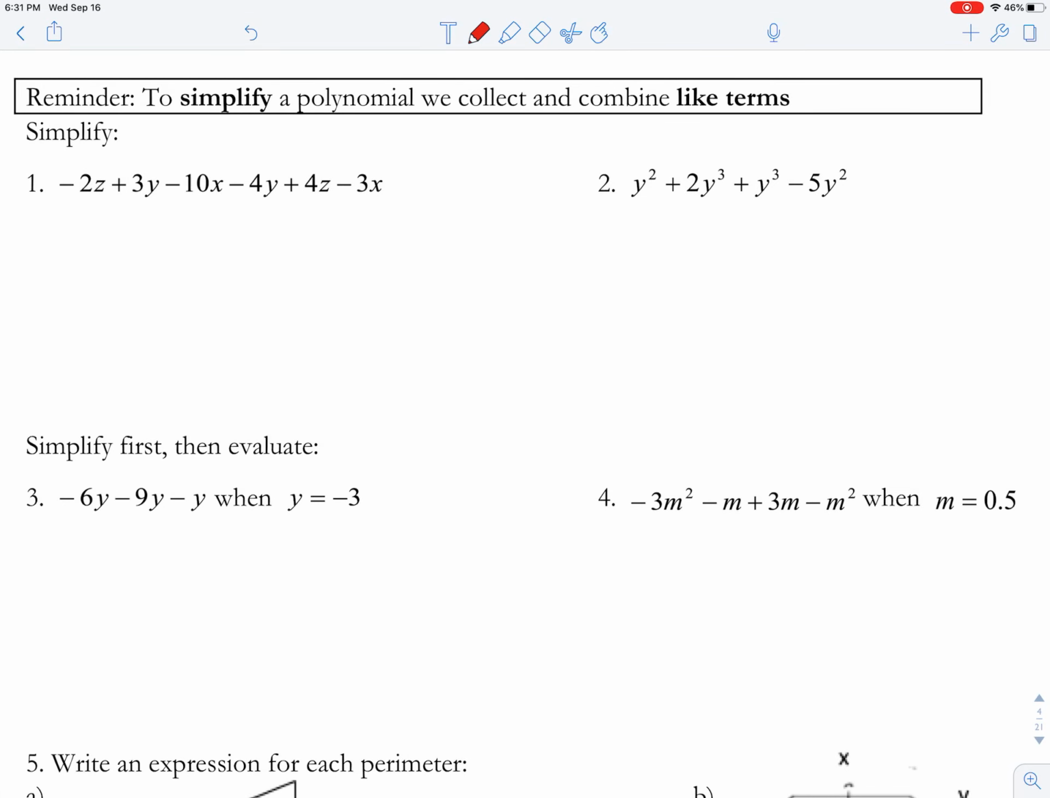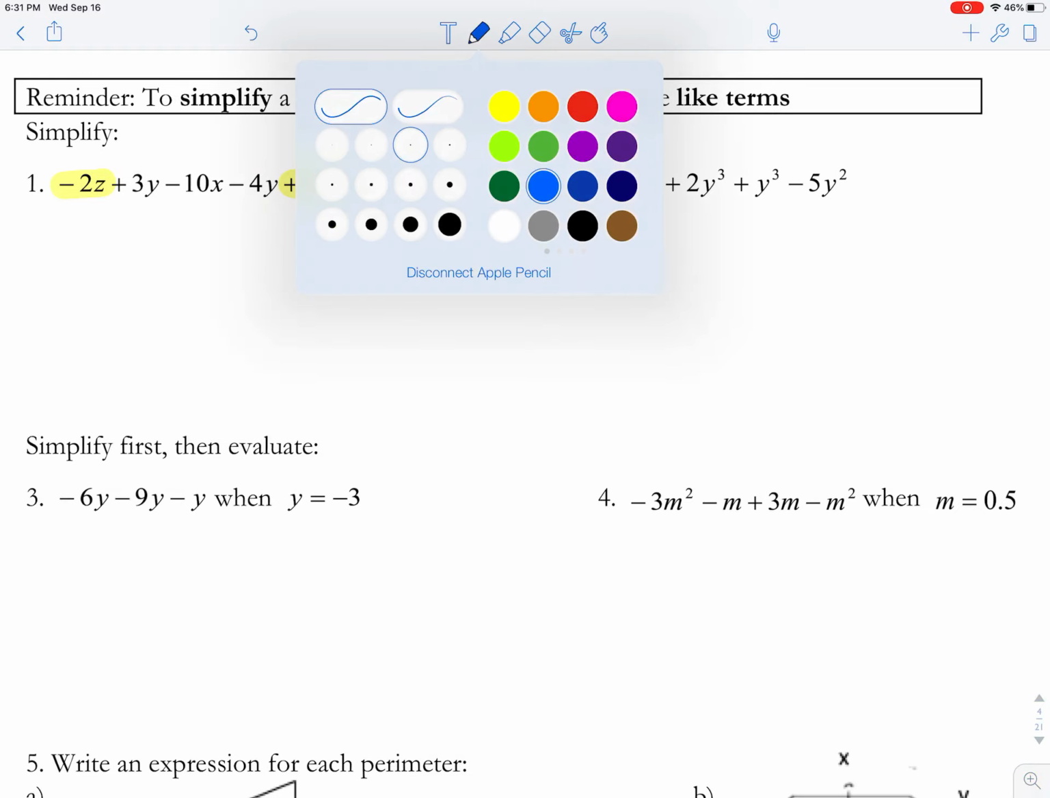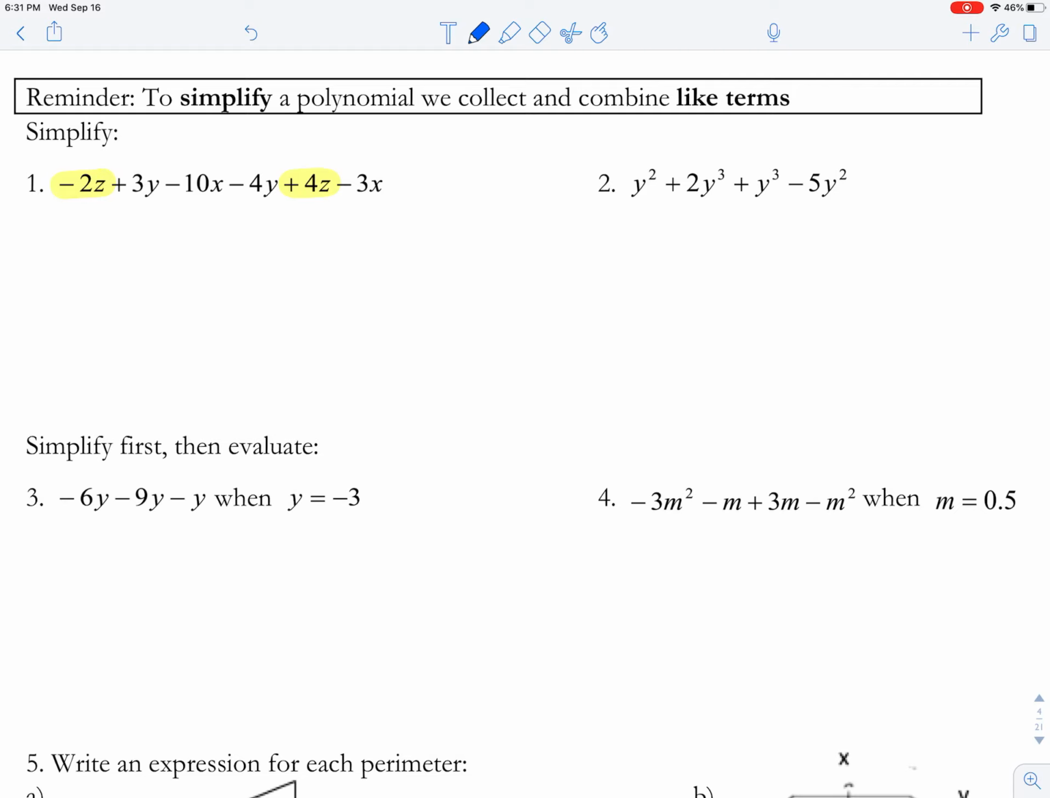Next, not a new idea, but practicing an old one. To simplify a polynomial, we collect and combine like terms. So I'm going to use my highlighter to highlight the ones that are like terms. So these are z's. Z's are one of the ones I have to be careful writing because sometimes it looks like a 2. So if I was to write this out and be very careful, as a teacher, I might write minus 2z plus 4z and put them together.